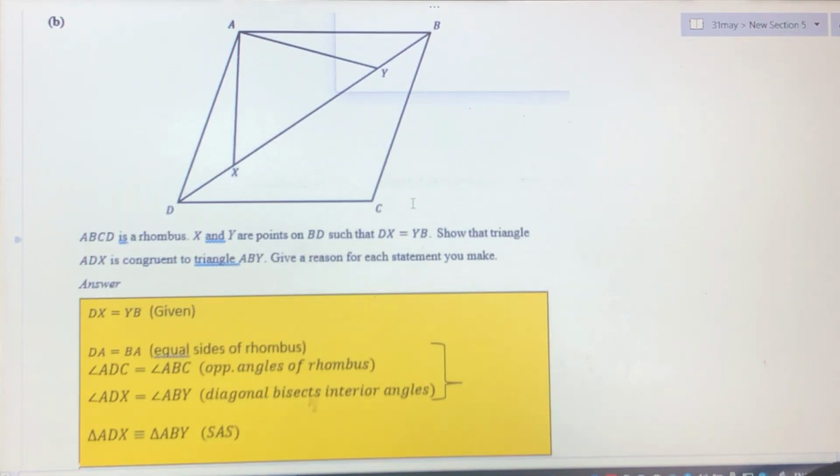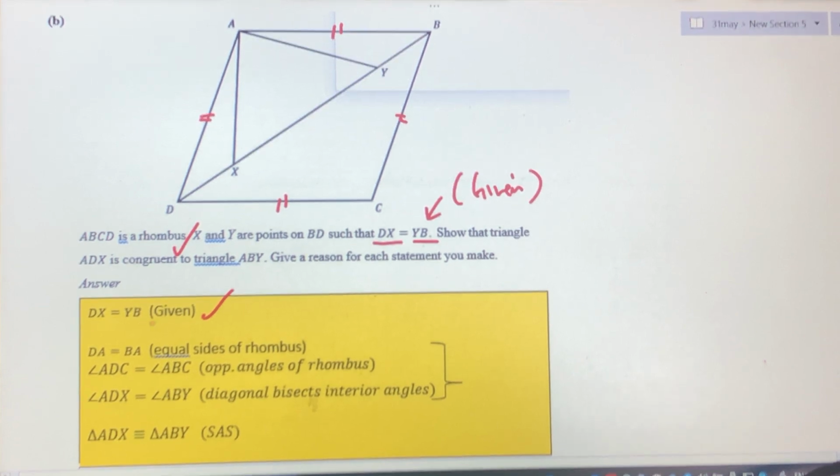Now the next one. ABCD is a rhombus. Rhombus means this is the same as this, same as this, same as this. The property is called sides of a rhombus. Now this one, BD, such that DX equals YB. Very happy. This thing, you must state in your reason that it is given. If you don't say this is given, you won't get the marks. If you simply say DX equals YB, they will ask, how do you know? You must say given. So given is a reason.